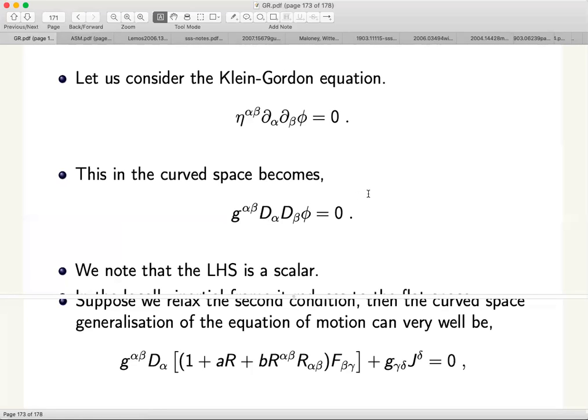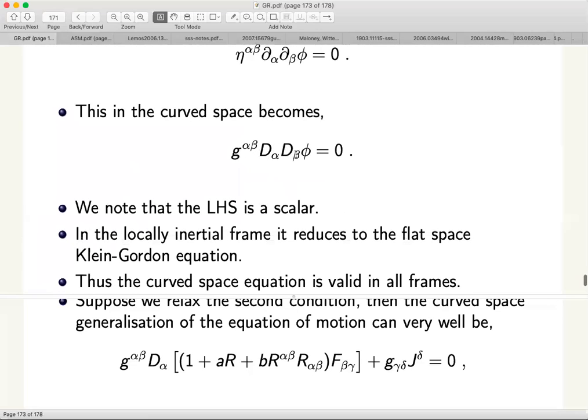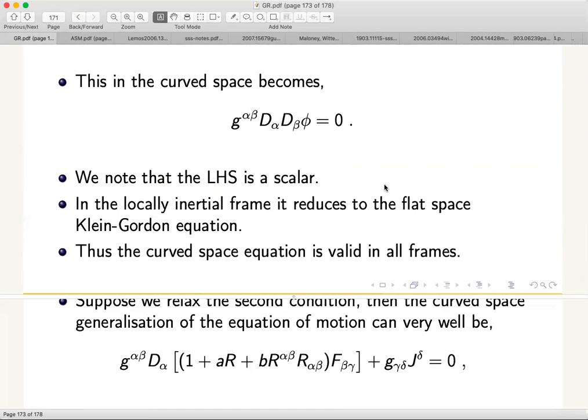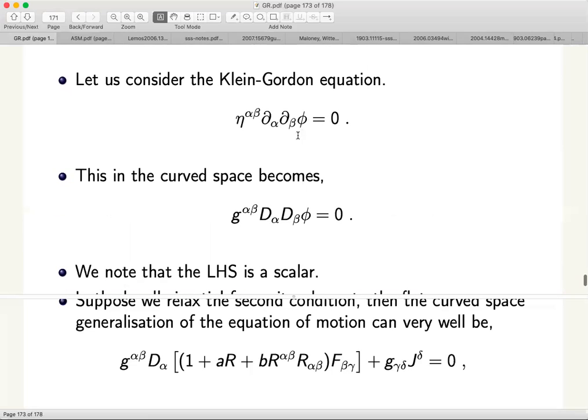So this is just a formal way of writing, but in reality the first derivative is partial and the second derivative is a covariant derivative. Now this covariantization satisfies certain properties which guarantee that this equation is correct: initially the left hand side was a scalar, and the curved space equation also continues to be a scalar. When you convert this to a local inertial frame, you can always set gamma to 0, and this would reduce to the flat space equation.